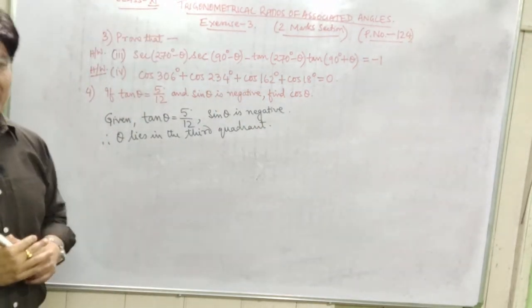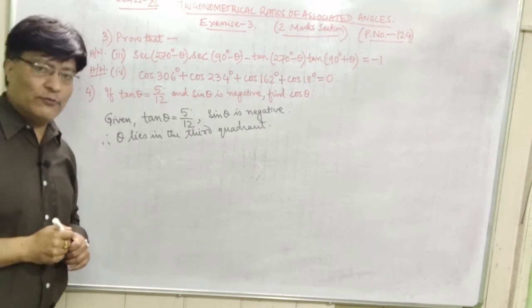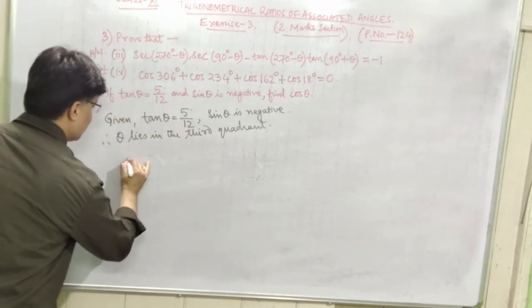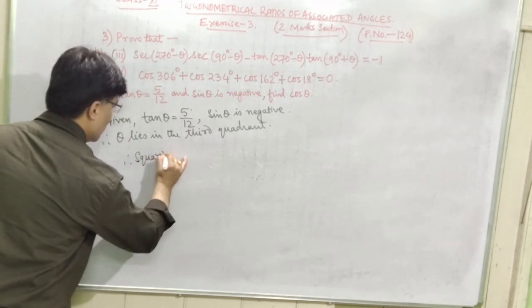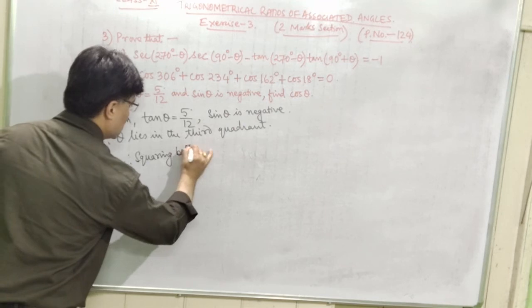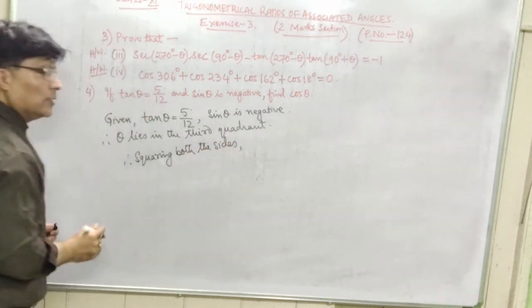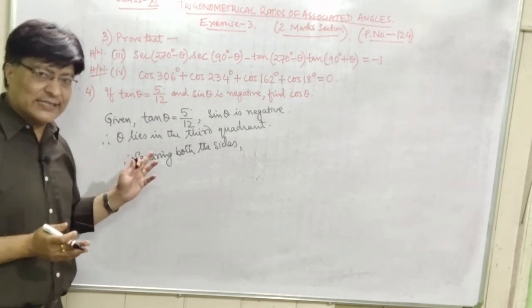So now from tan theta is equal to 5 by 12, you have to get the value for cos theta. So how will you find it? Okay, so let us square both the sides. Squaring both the sides. So why are we squaring both the sides in this case?